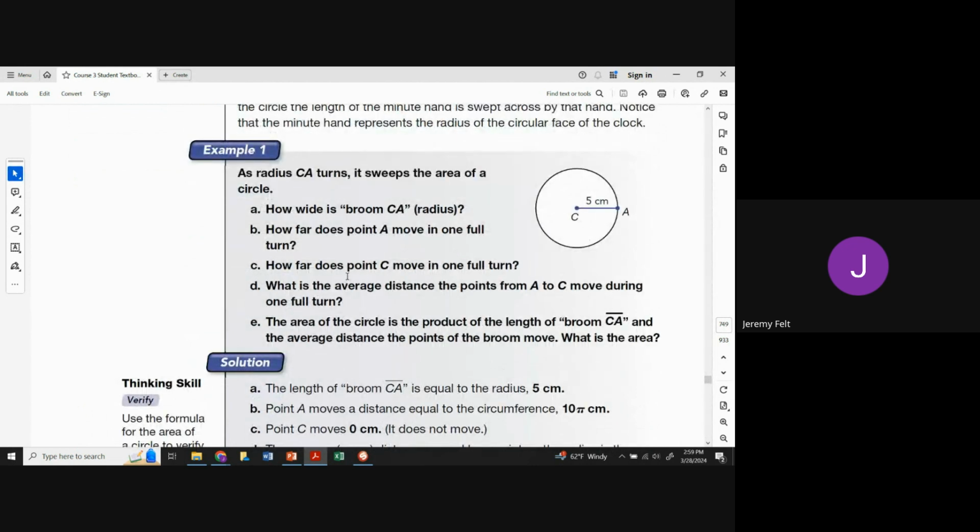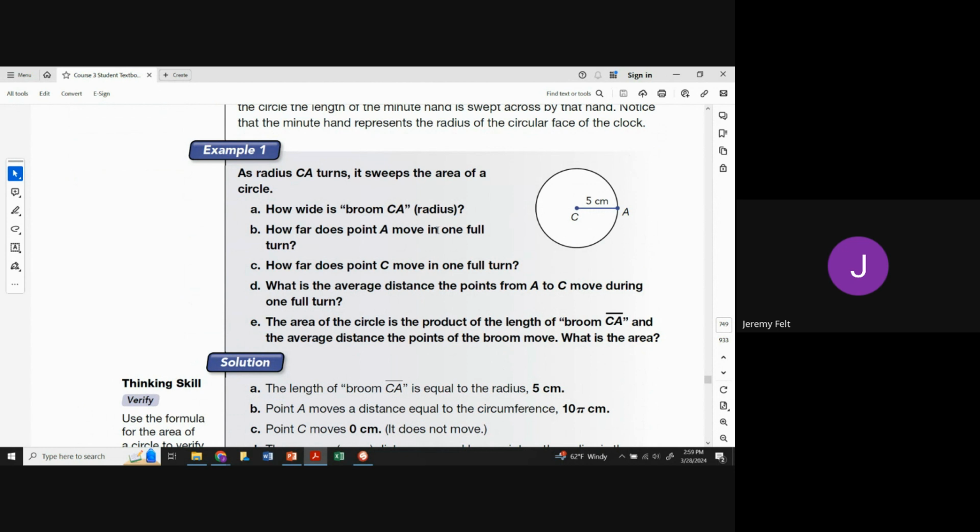So circles, we've worked with these plenty, so this is just going to help us introduce what we're looking at with a cone. But again, radius CA sweeps through an area of a circle. How wide is the broom CA, the radius? The radius is 5 centimeters. We're given that. So nothing too complex there.